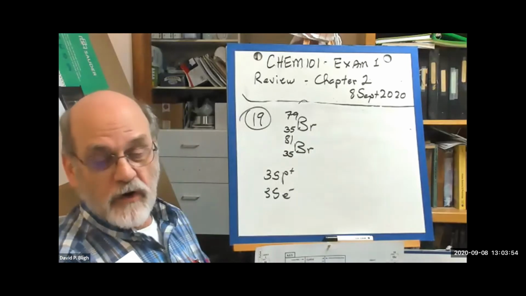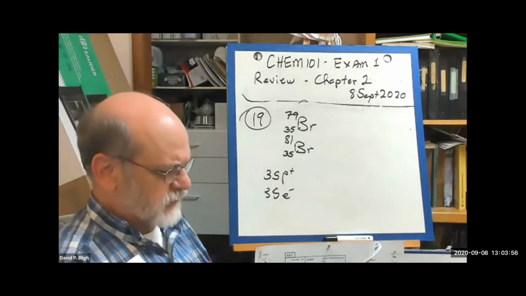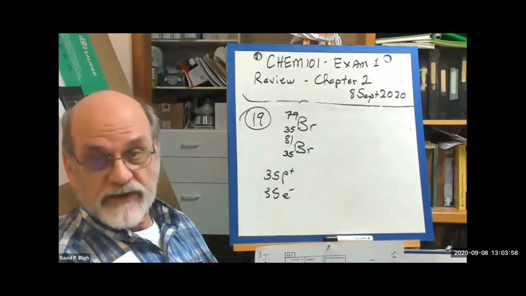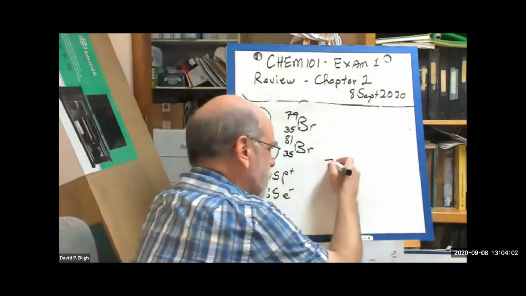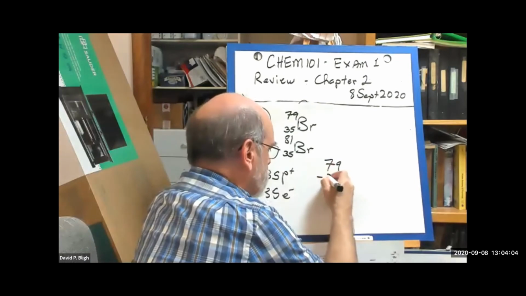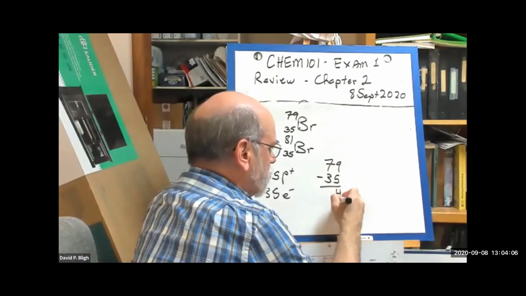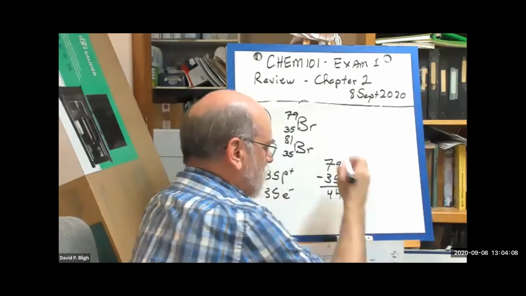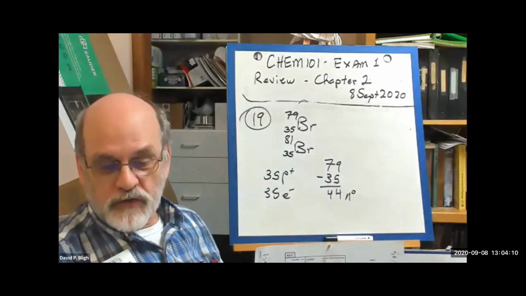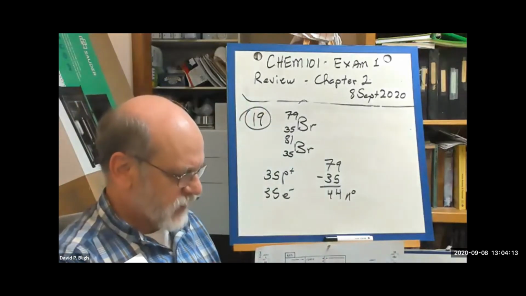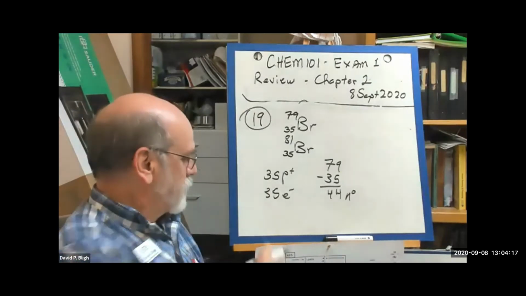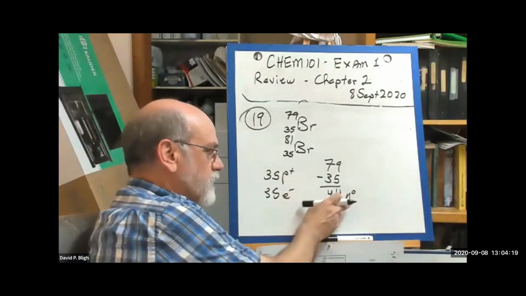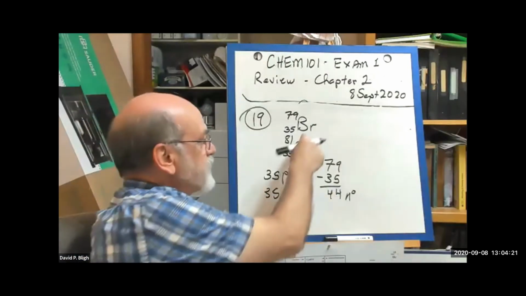So how many neutrons does it have? Well, which one are they asking for? 79. So how many neutrons do you have? You have 79 minus 35. You have 44 neutrons. So which one satisfies that one? Looks like A. 35 protons, 35 electrons, 44 neutrons for this isotope.